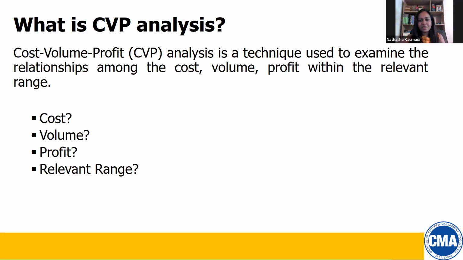But that range would be different from the second year onwards, maybe, because we are putting up a new factory. That range would be different in the third year because we are having so many new machines and other labor types coming to the factory. So the relevant range is there in the short run, and CVP is a short run decision making tool. Those are the things you need to remember before we start. Cost, volume, profit, and the relevant range are very important in CVP analysis.